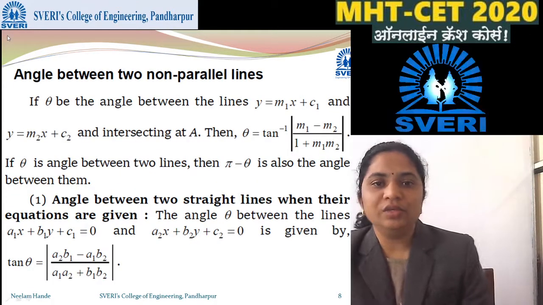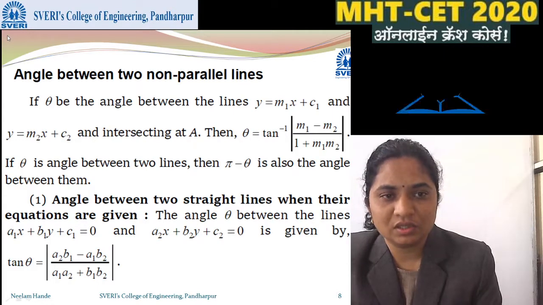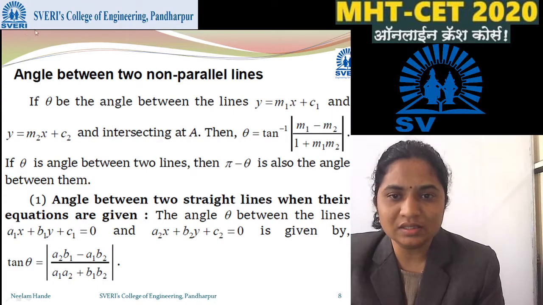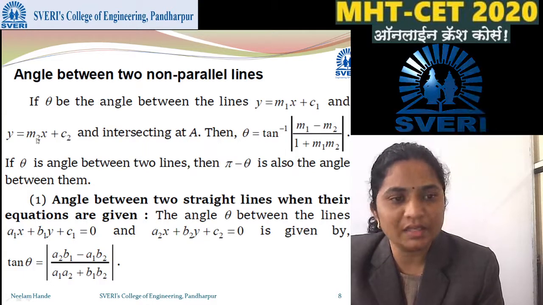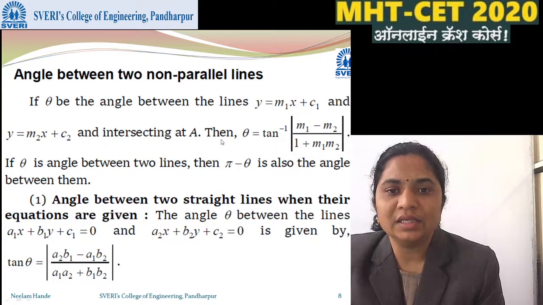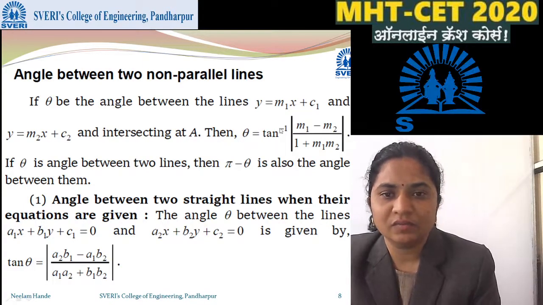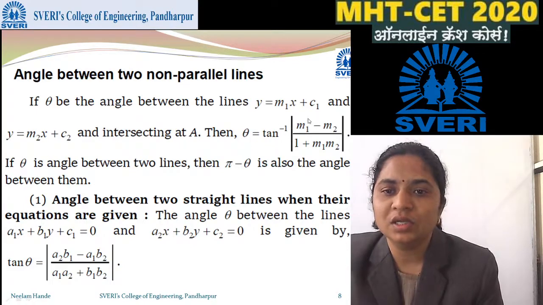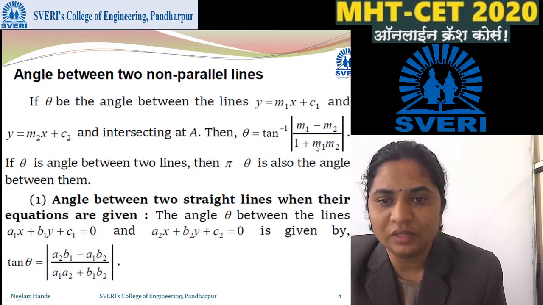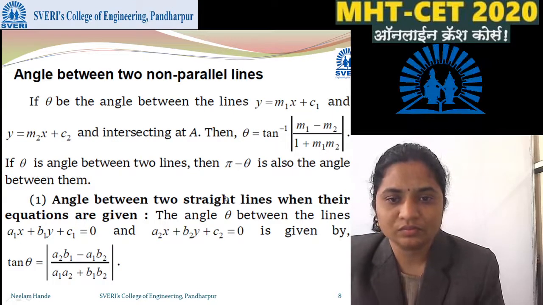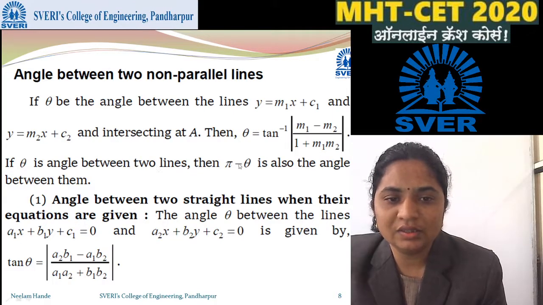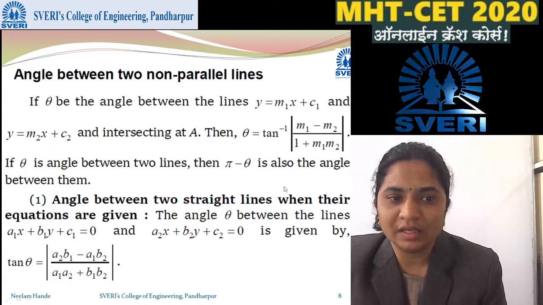Next, angle between two non-parallel lines. Say theta is the angle between the two lines y equals m1x plus c1 and y equals m2x plus c2, intersecting at A. Then theta is, a very important formula, tan inverse of (m1 minus m2) upon (1 plus m1 m2). If theta is the angle between two lines, then pi minus theta is also the angle between them.